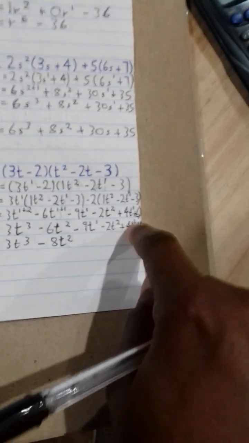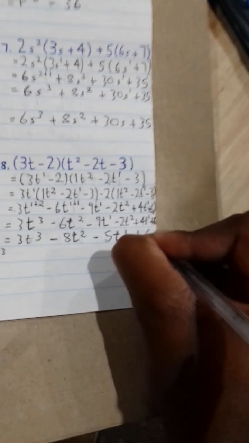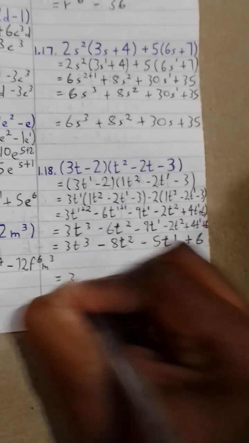So it's 3t to the power of 3. T to the power of 2, t to the power of 2. So you deal with the coefficients. Negative 6 minus 2 is negative 8t to the power of 2. T to the power of 1, t to the power of 1. Deal with the coefficients. Negative 9 plus 4 is negative 5t to the power of 1. And then plus 6 is the only constant. When the exponent is 1, we don't write it down. So the final answer is 3t to the power of 3 minus 8t to the power of 2 minus 5t plus 6.